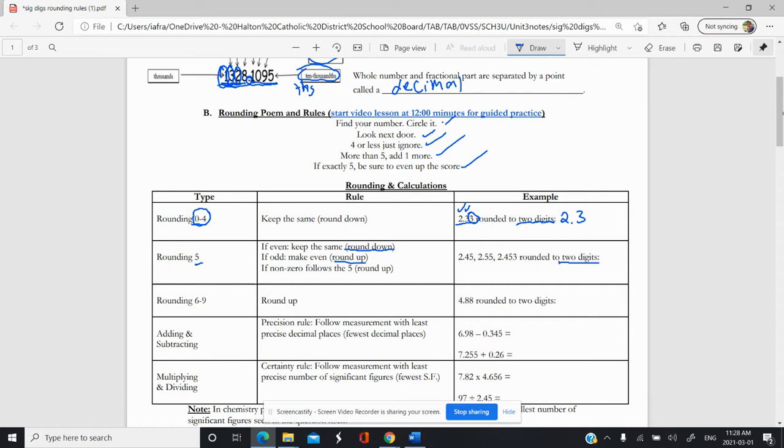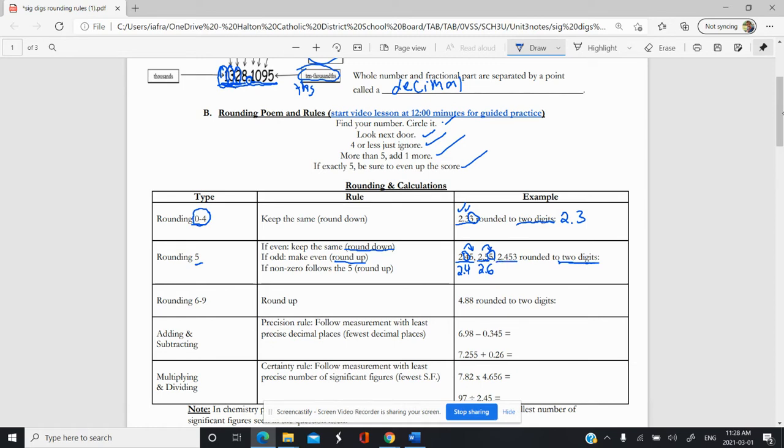So we want to round each of these to 2 digits. We have 2.45, for example. So 2.4, look next door. This is an even number, so it's going to round to 2.4. Okay, 2.55. So 2.5, 2 digits there. Look next door, that's a 5. Our 5 over here is an odd number, so we round this up to 2.6.